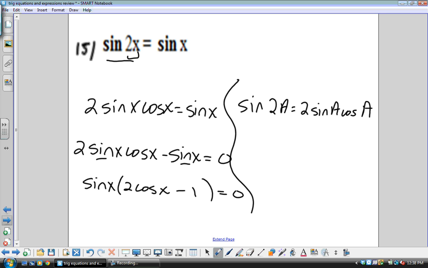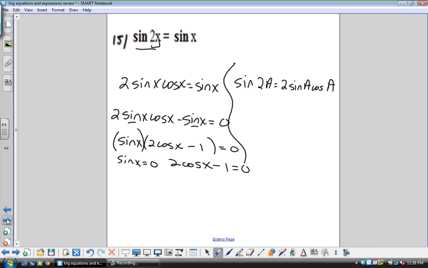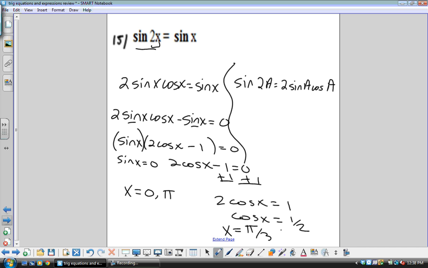Now, either of those things could be 0. So we get sine x equals 0 and 2 cosine x minus 1 equals 0. So let's see, sine is 0 at 0 and pi. Let's solve this one. We'll add the 1. So we'll get 2 cosine x equals 1. So we get cosine x is a half. So cosine would be a half at pi over 3 and 5 pi over 3.